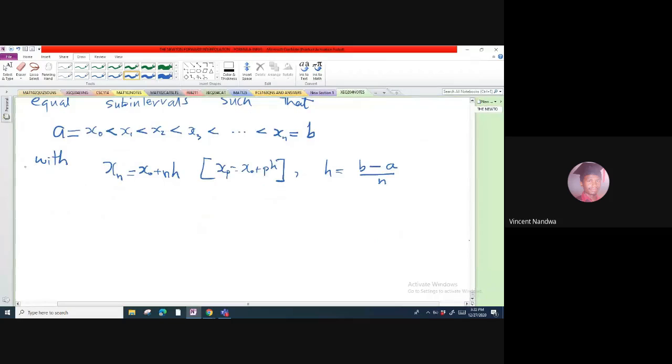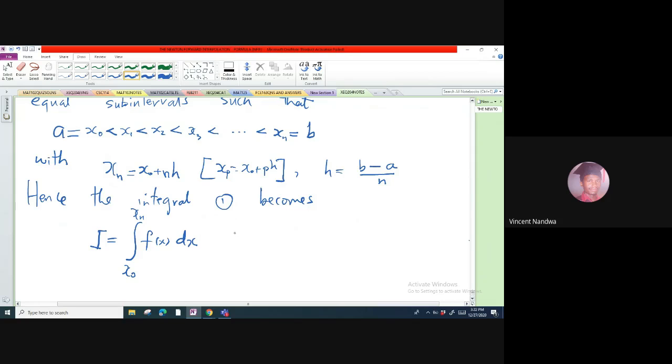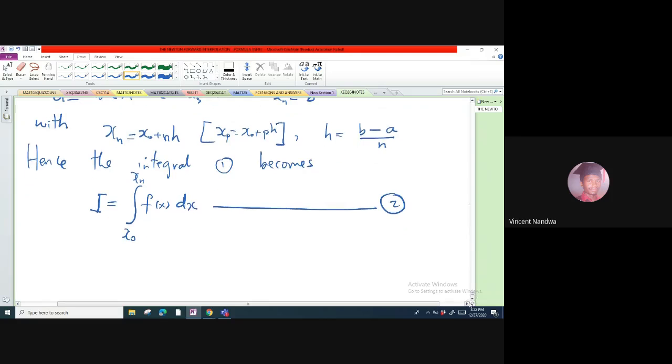And then we say, hence the integral 1 becomes, call this one equation 2. Simply because we're saying that a equals x naught and b equals xn. So then where there's a, it is replaced by x naught, where there's b, replaced by xn. So that's how we are writing the integral 1.